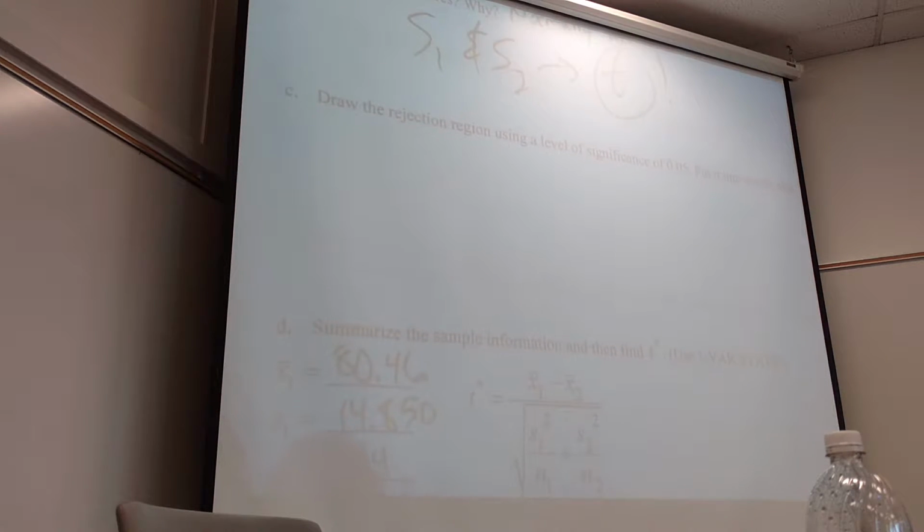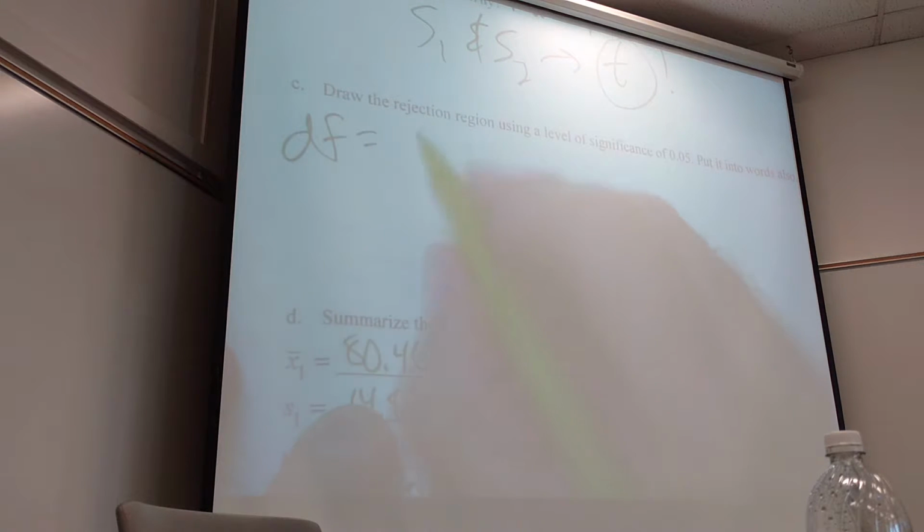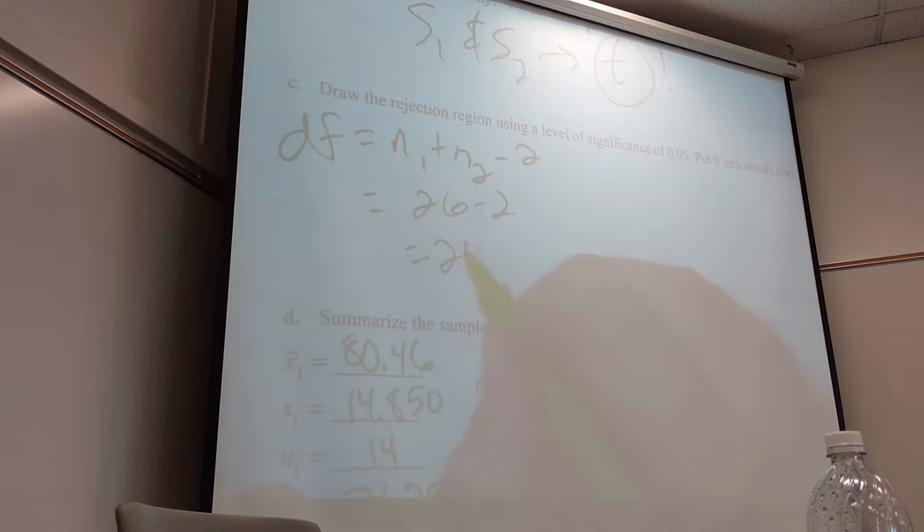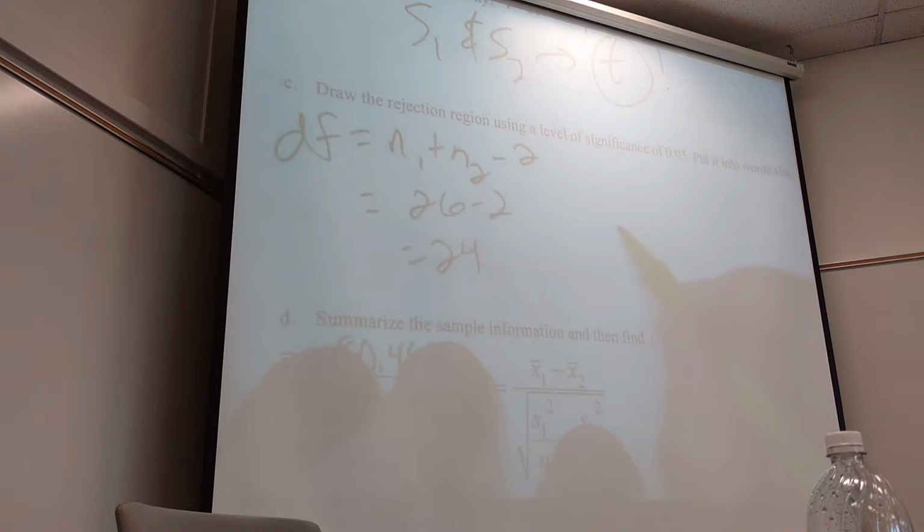Alright, so take a minute. We have our new degrees of freedom formula, right? It's going to be N1 plus N2 minus 2. So I get 26 minus 2, I get 24. And we know it's going to be a two-tail test. So it's two-tail. Degrees of freedom is 24. Alpha is 0.05. Can you put all that together and give me a T-score?